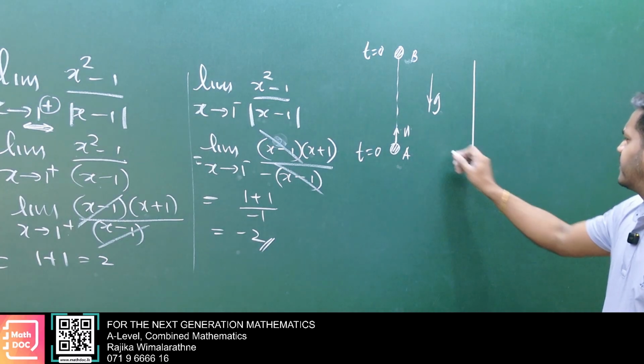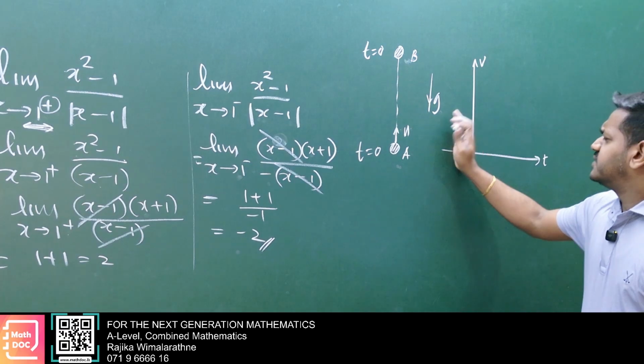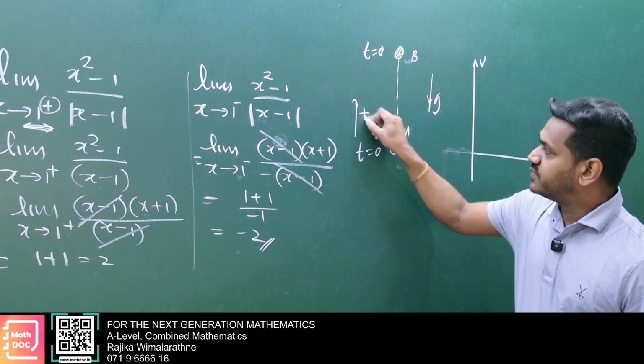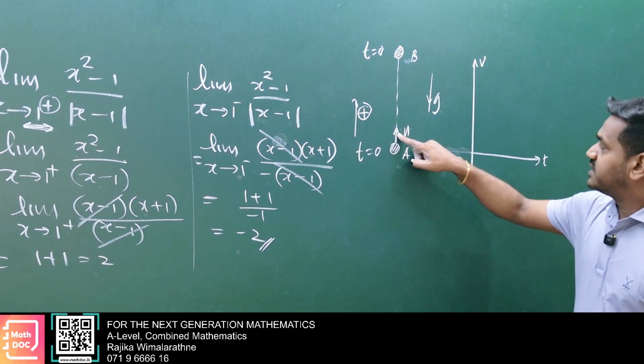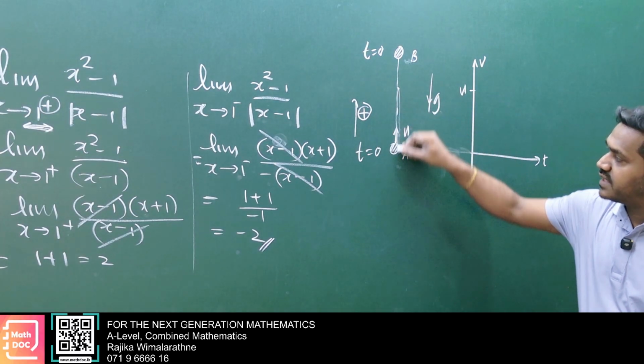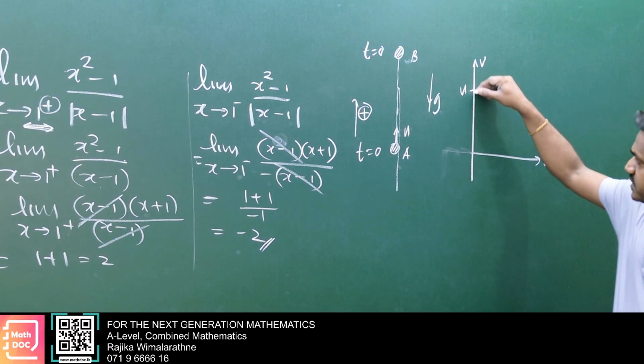Now here time, here velocity. So we have two directions now. Then let's take upward positive. Therefore here initial velocity u. So it can reach maximum height and it can move downward. Then initial velocity u.